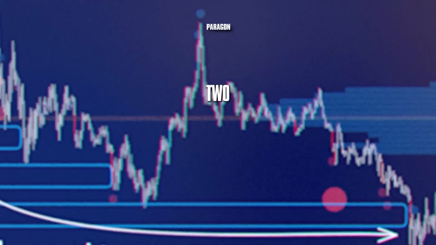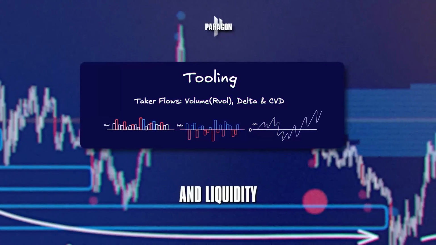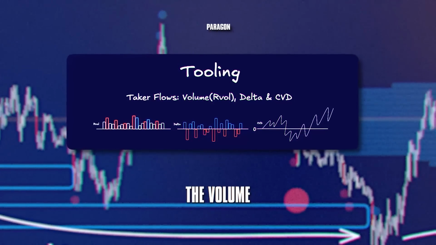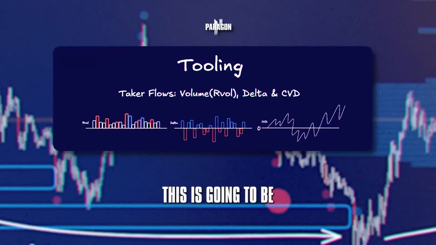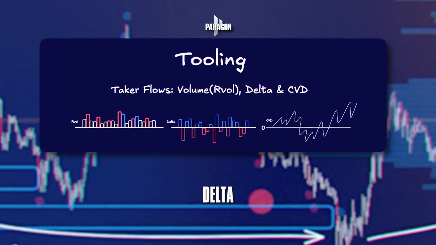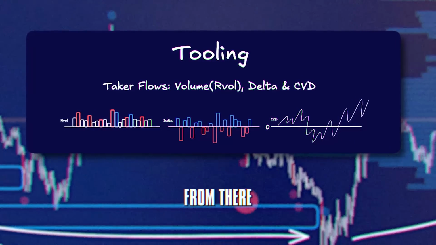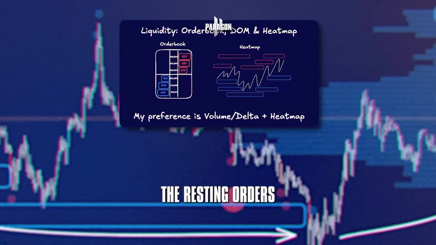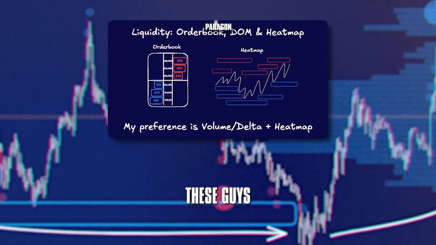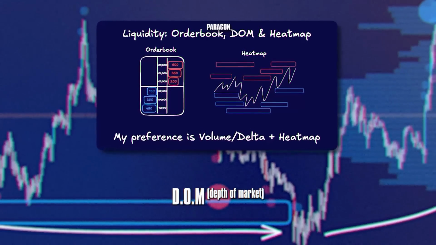You wanna break it down into 2 simple parts: taker flows and liquidity. For taker flows, we're actually talking about the volume or the market orders. So generally speaking, this is going to be volume, RVol, delta, or CVD. These are the most popular. From there, you're going to have liquidity. Liquidity is going to be the resting orders, right? Or the market makers. So in order to view these, you're going to want to use either an order book, a DOM, or a heat map.